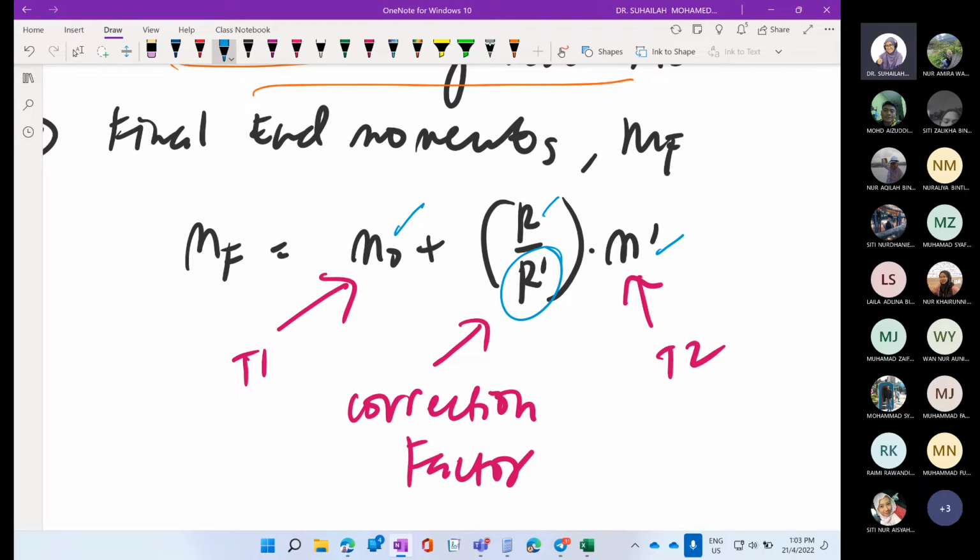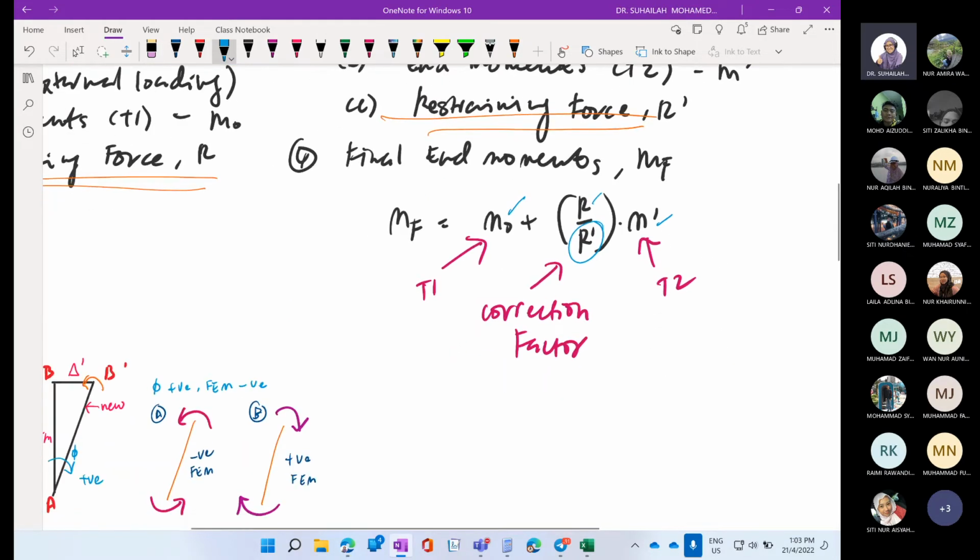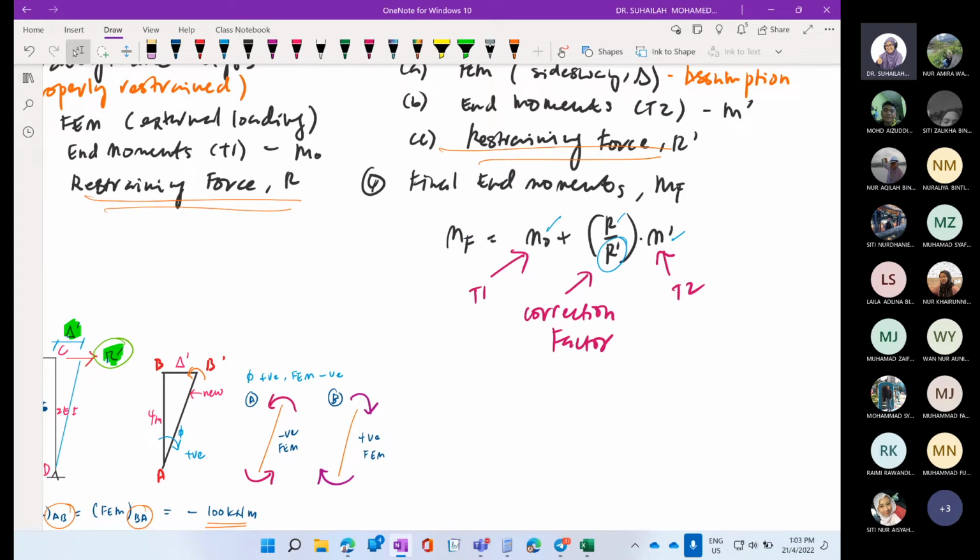Put all the free body diagram. Include AX and DX like the previous step. And then using column analysis, calculate AX prime and DX prime, and then calculate R prime. Okay. Any question before we end this session?